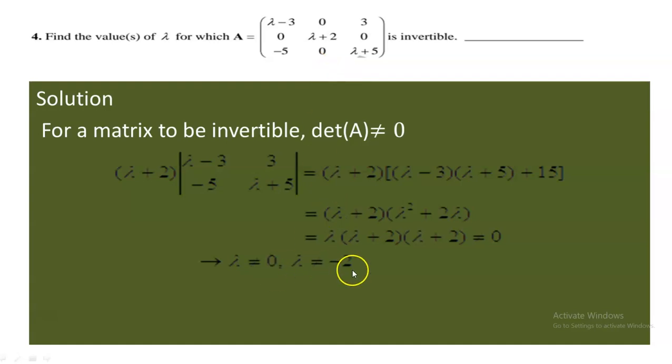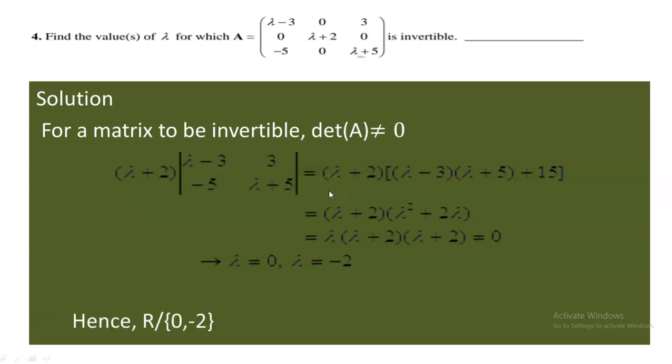But if you use 0 or minus 2 in place of lambda, it will be a non-invertible matrix. If you are using 0, it will be non-invertible, and again if you are using minus 2 in place of lambda, it will again be a non-invertible matrix. I hope you have understood.